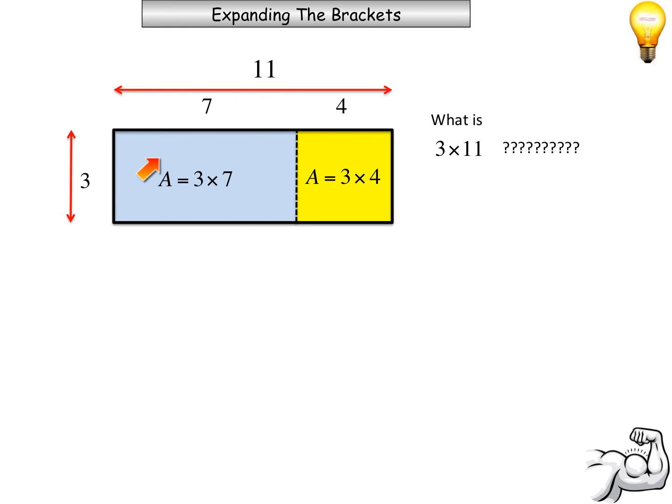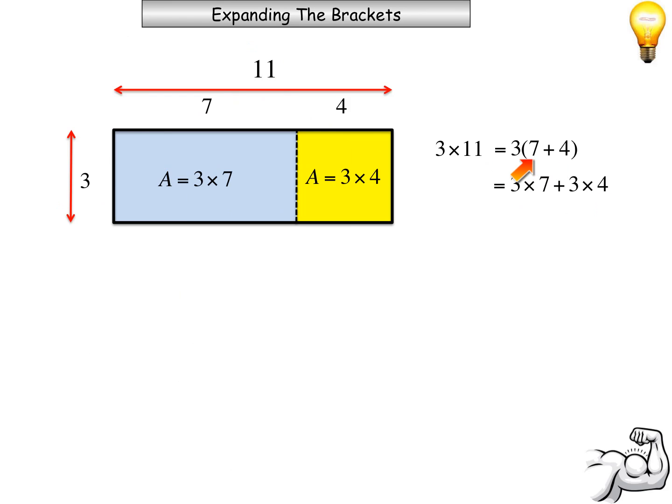So we started with a larger rectangle and now we've got two smaller rectangles. The area of this one will be 3 lots of 7 and the area of the yellow rectangle will be 3 lots of 4. So 3 times 11, with 11 written as 7 and 4, can be expressed as 3 times 7 plus 3 times 4.